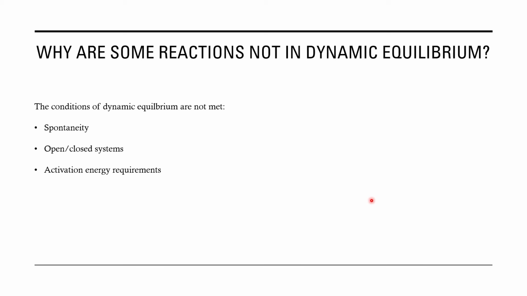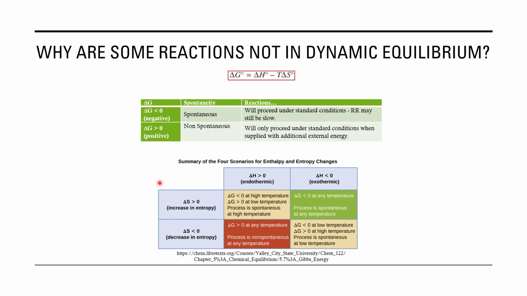The other thing that we can be looking at as well is why some reactions might not be in dynamic equilibrium. So that would be a static equilibrium or a non-equilibrium system like we looked at last lesson. And that could be because some of the conditions for dynamic equilibrium may not actually be being met. So for example, both processes may not be spontaneous. We might have an open system, or maybe the forward or reverse reaction may not be meeting the activation energy requirements. And so we can be looking at spontaneity by using our delta G equation.